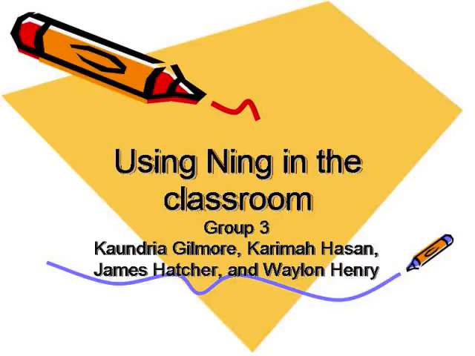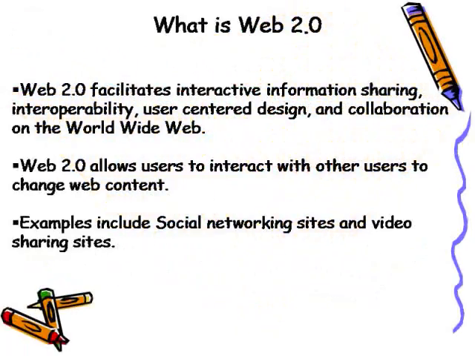Using Ning in the classroom. What is Web 2.0? Web 2.0 is a term that's associated with web development and design that facilitates interactive information sharing, user-centered design, and collaboration on the World Wide Web. Some examples of Web 2.0 include web-based communities, hosted services, social networking sites, and video sharing sites. A Web 2.0 site allows its users to interact with other users to change web content.